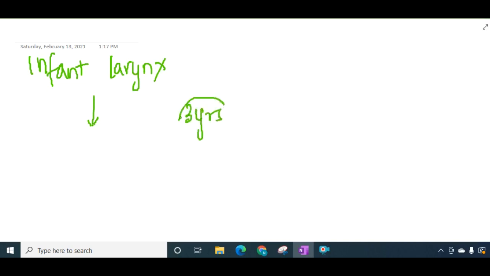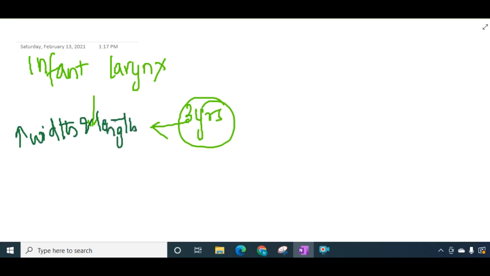The infant larynx will have two growth spurts. The first growth spurt is at 3 years of life. At 3 years, the larynx will increase in width and length, which obviates the need for airway surgery in certain congenital anomalies.